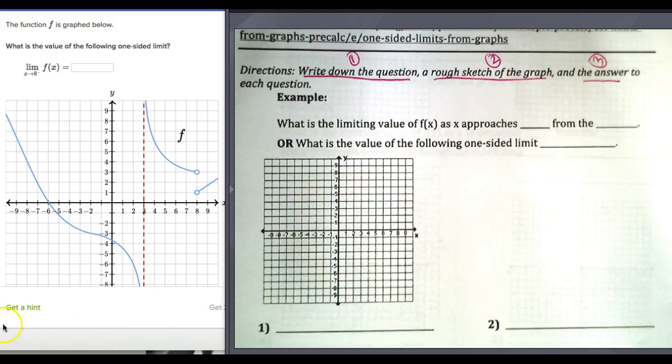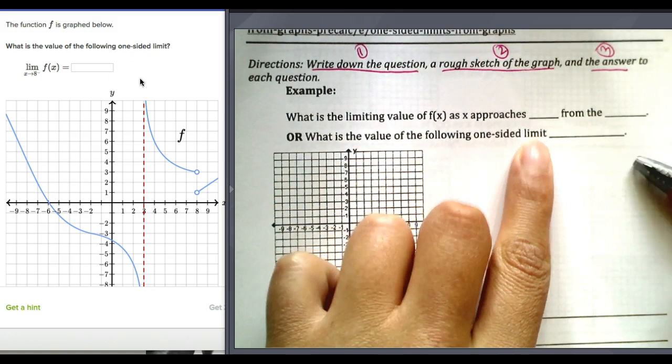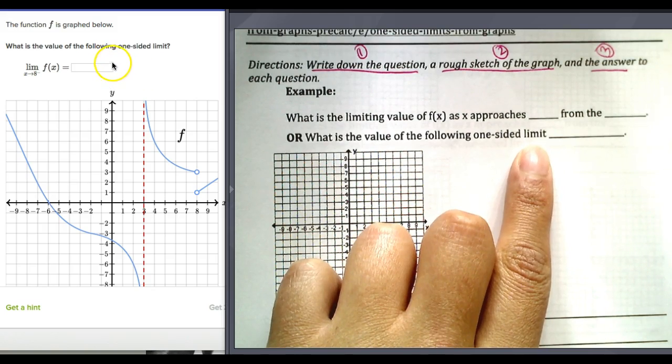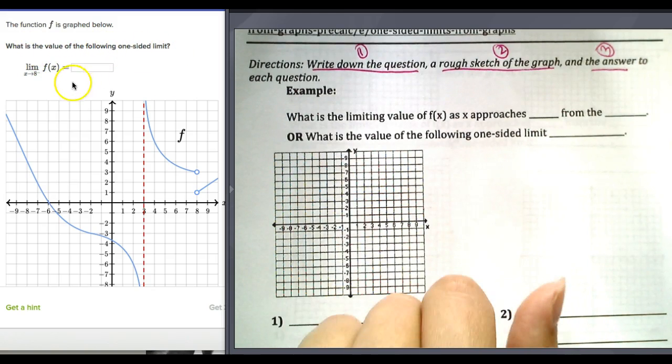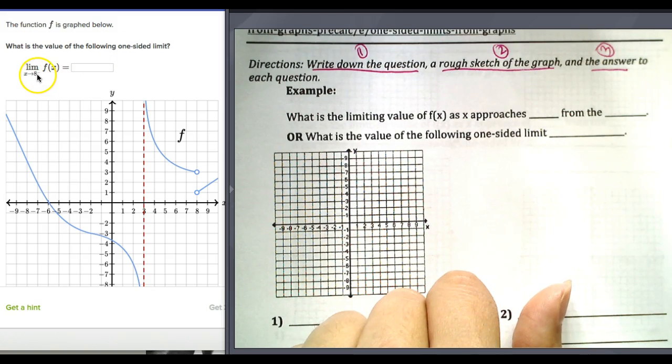So I have opened up here on the left-hand side the actual Khan Academy activity. It says here the function f is graphed below. So this function right here, the blue line, represents the function f. And we're going to be solving this one. This one's a little bit trickier than ones before. I'm going to write out the question in both formats. You only need to write it out in the one that's given to you, but I'm going to explain what this actually means. So it says right here, what is the value of the one-sided limit, the limit as x approaches 8 from the left of f of x?